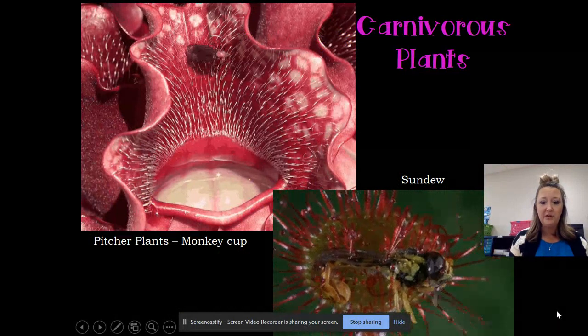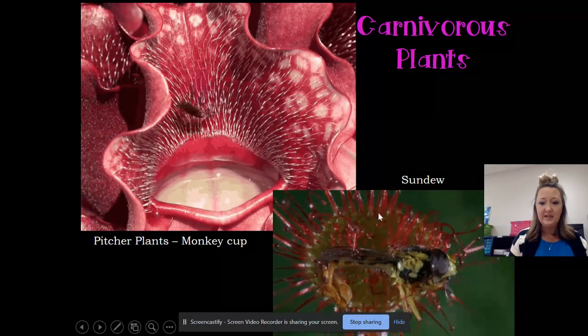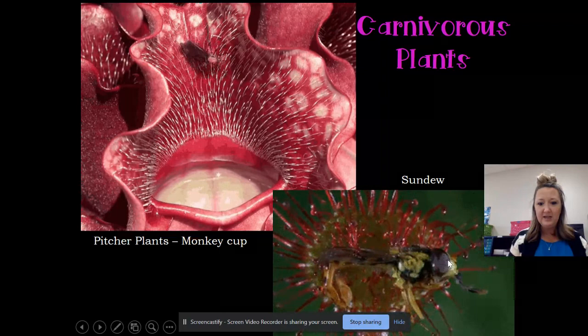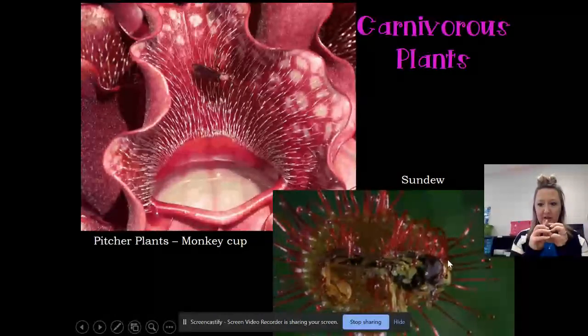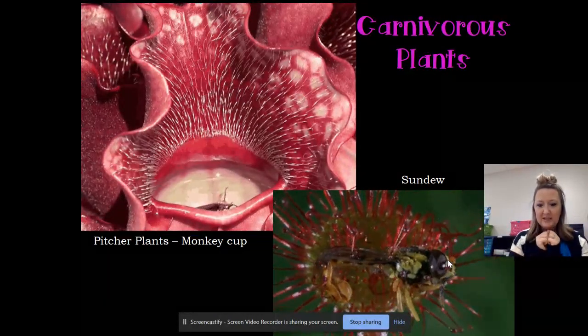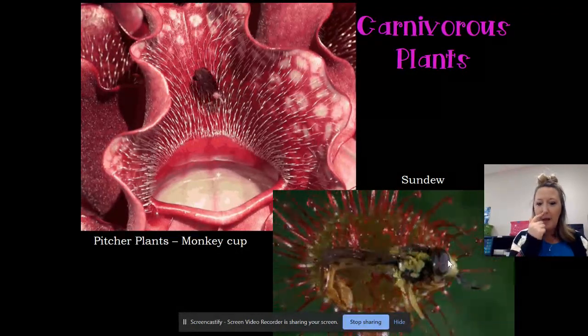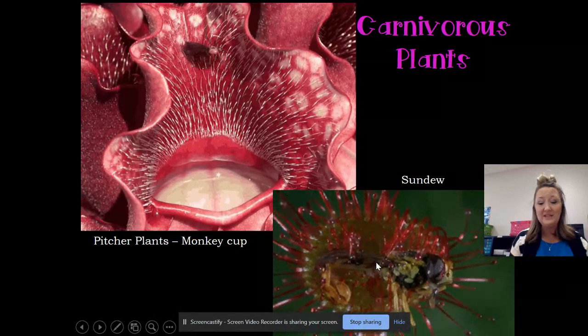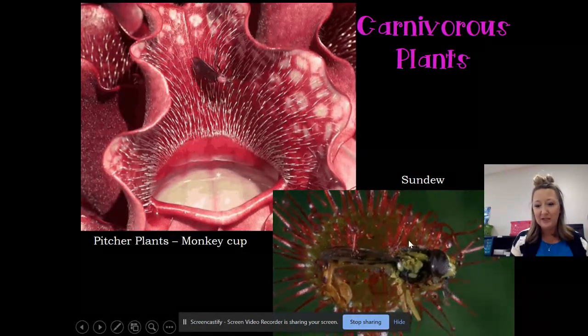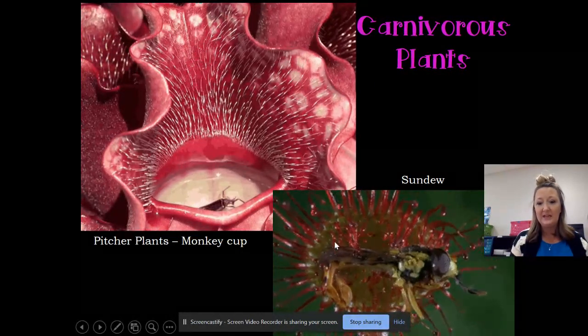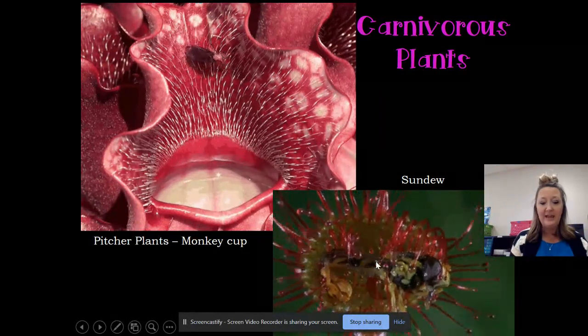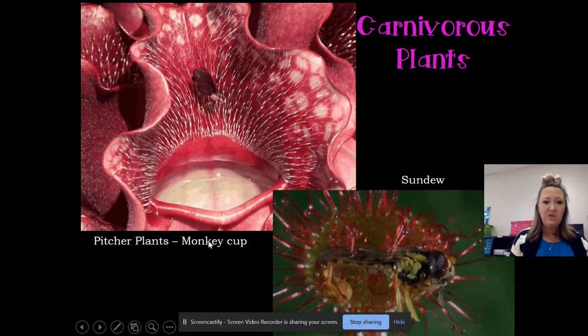Here's a couple of other pictures of some carnivorous plants. This is a sundew on the right side. You can see that it's got these kind of spider-like fingers that envelop and trap. It looks like a bee or a scorpion maybe. And it works the same way. It dissolves those nutrients from that organism so that it can take in those nutrients from that animal instead of from the soil. Pitcher plants are another way.